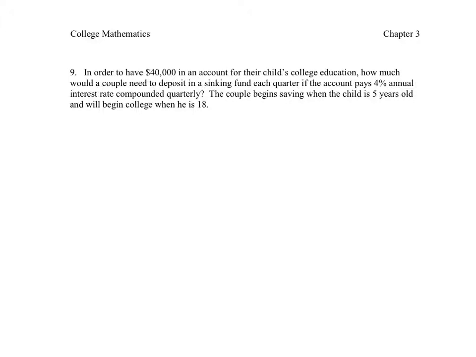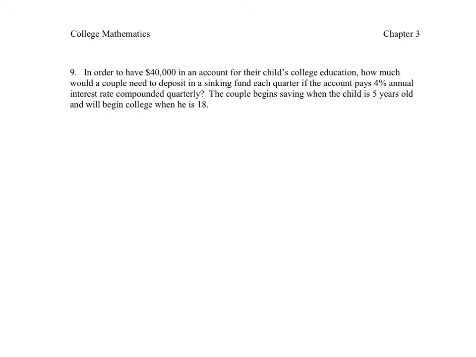All right, one more example, and on this one, instead of looking for the future value, we want to find out what would be that regular payment that needs to be made. So we have a couple, they want to have $40,000 in their child's education account, and they want to know how much they would need to put in each quarter if the account is earning 4% annual interest compounded quarterly.